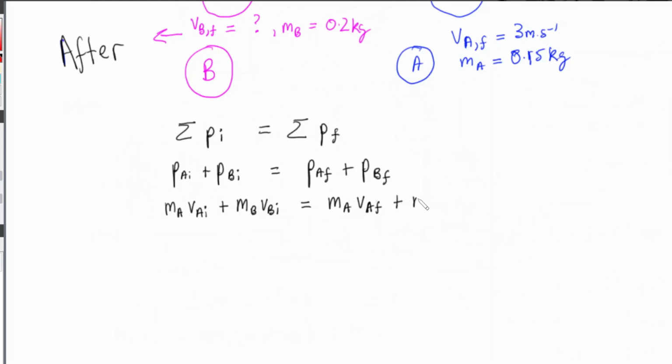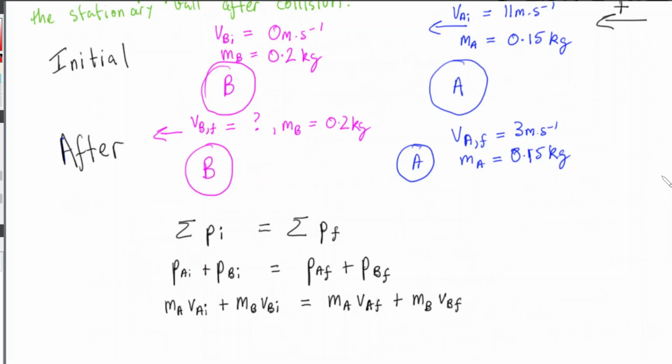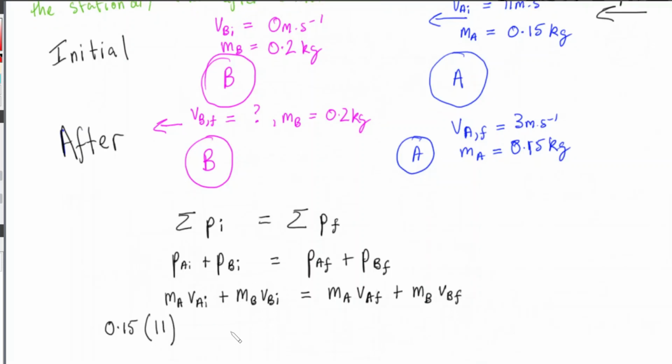Similarly for B, it'll be MB VB final. So let's scroll up a bit and get those values from our diagram. We know MA is 0.15, so I can plug that in, 0.15. And we know the initial velocity of A is 11 to the left, so that V will remain positive in our equation. And in our initial condition, our velocity of B is 0 because the snooker ball is stationary.